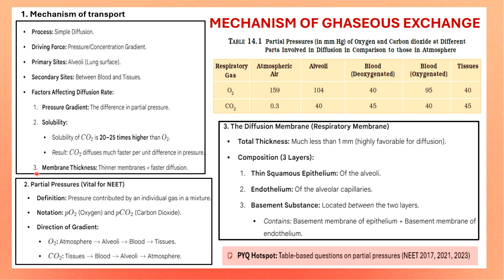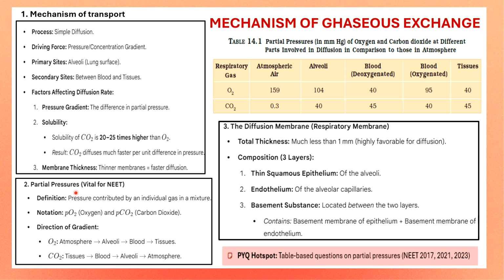The third factor that affects the diffusion rate is membrane thickness. If there is a thin membrane, then the diffusion of the gases across the membrane is very high. So three factors: pressure gradient, solubility of gases, and membrane thickness.